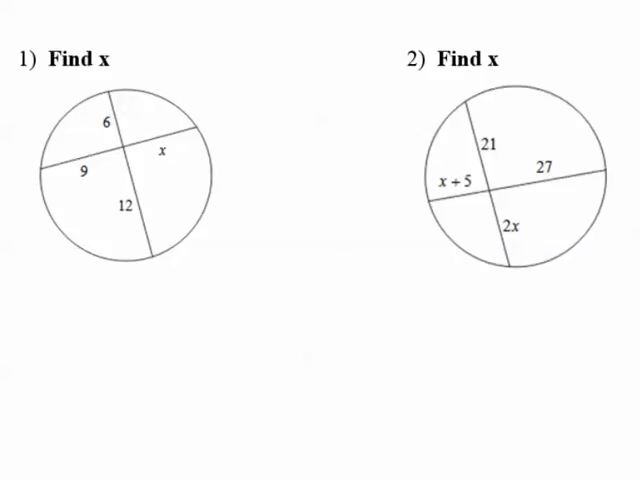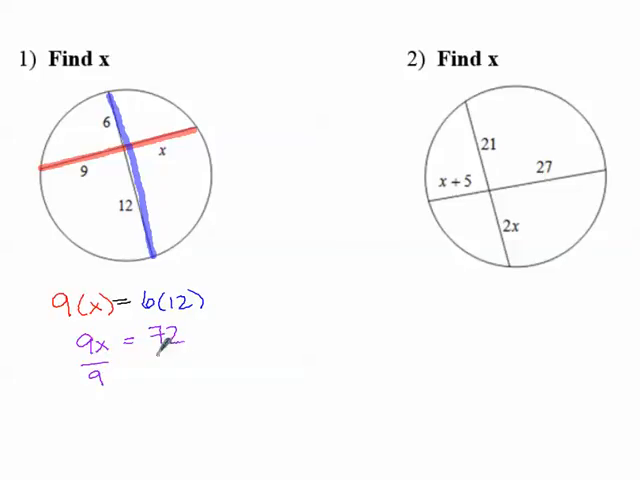Over here, I'm going to highlight my segments just because it helps me. I'm going to highlight this one in red, and the other one in blue because green ends up being a little hard to see when we're writing. So when I set up this equation, I'm going to look at the red line first, and I have 9 times x. And what does that equal? In blue, it equals 6 times 12. So when I actually do the math, 9 times x is 9x, and 6 times 12 is 72. I divide both sides by 9, and x equals 8.